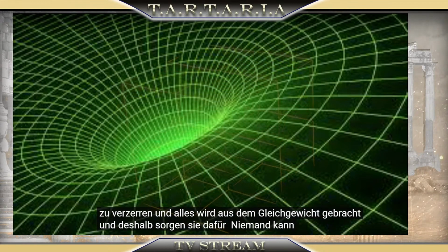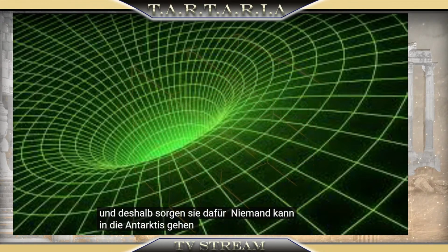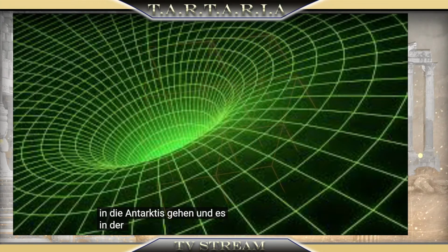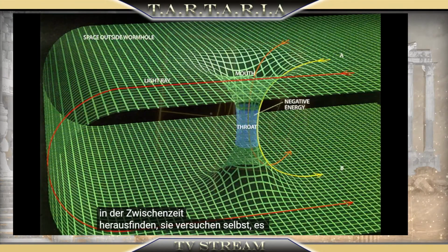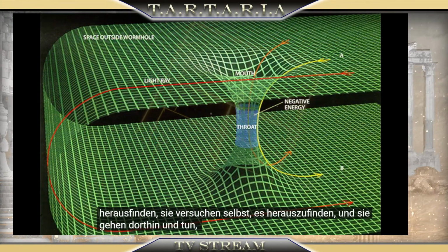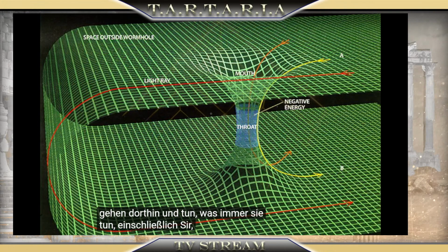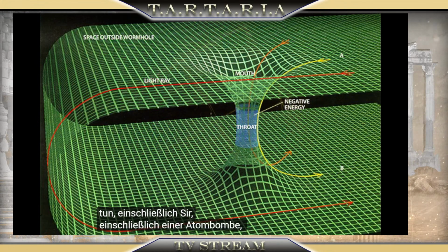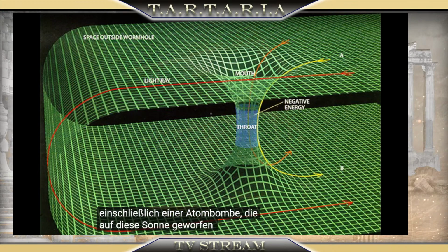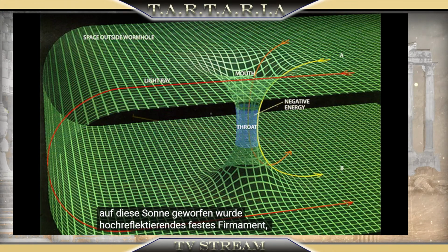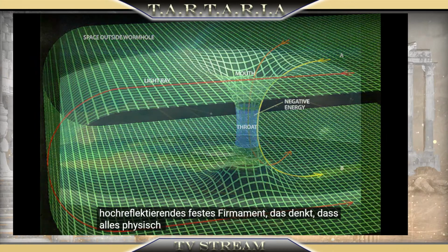And that's why they made sure nobody gets to go to Antarctica and figure it out. In the meantime, they themselves are trying to figure it out. And they're going over there, doing whatever they're doing, including CERN, and including atom bombs that they've been throwing at this highly reflective solid firmament, thinking that everything is physical.